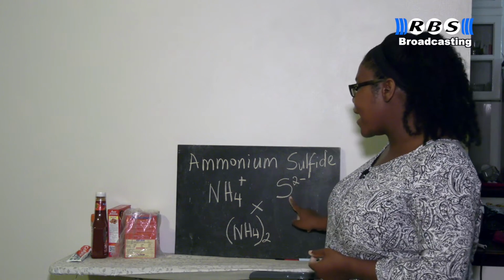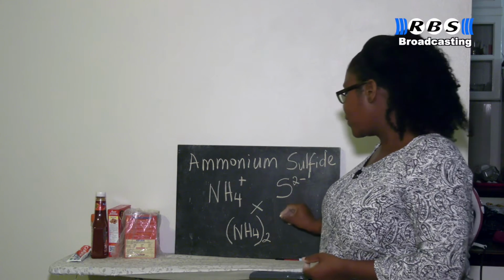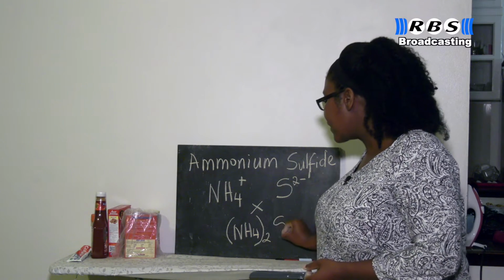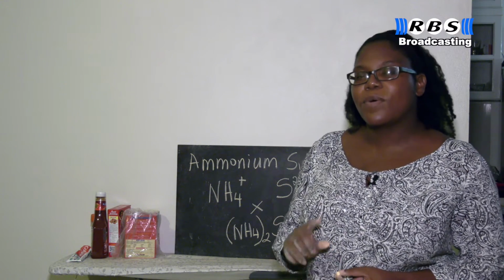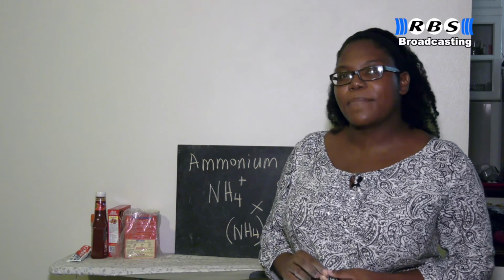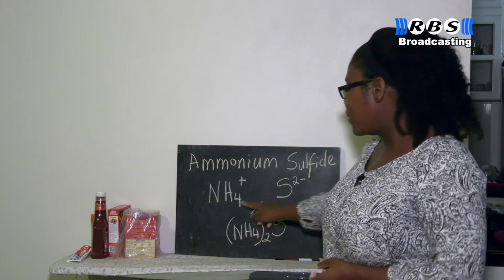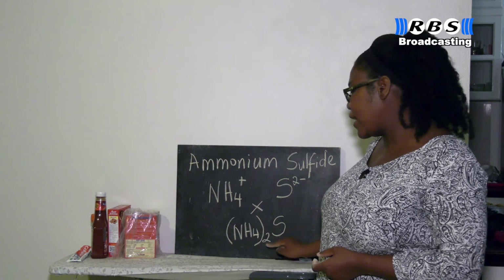The sulfide ion would be receiving the number 1. So we just write S. No need to write 1. 1 is understood. So the formula of ammonium sulfide is, open brackets, NH4, close brackets, 2S. Here's another example of writing formulae involving polyatomic ions.